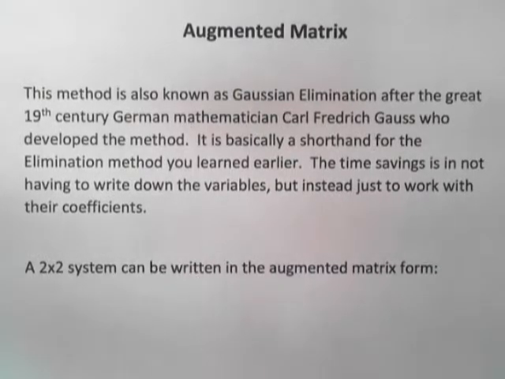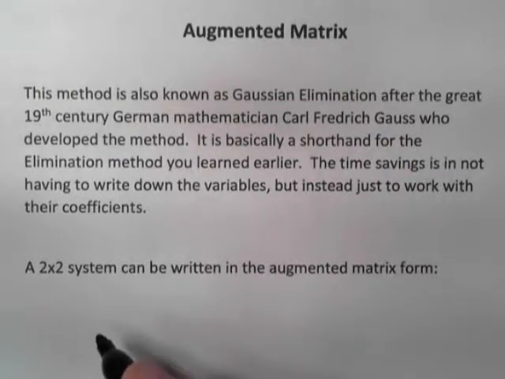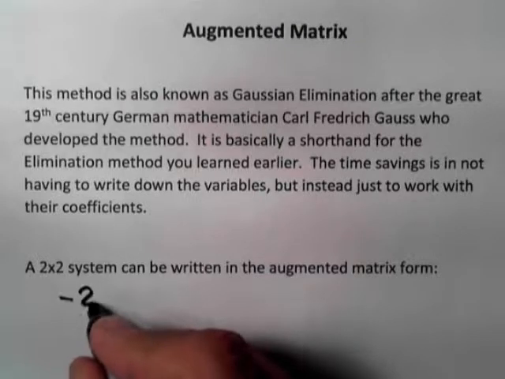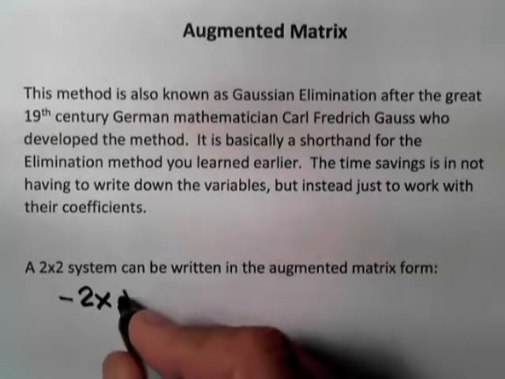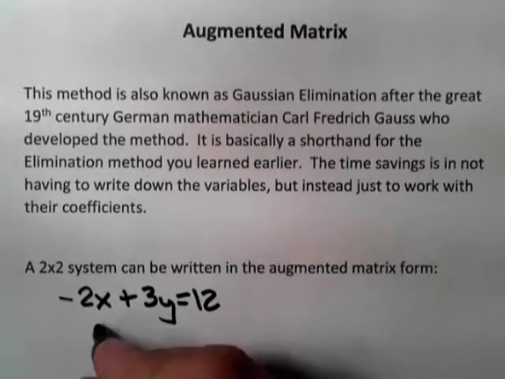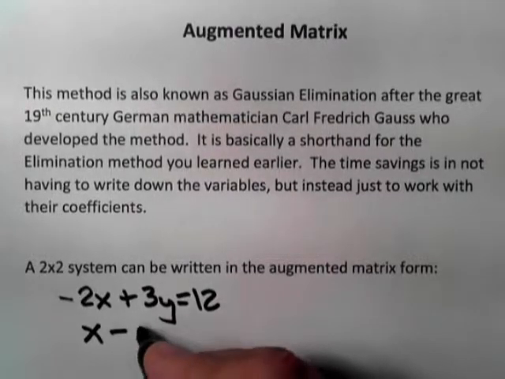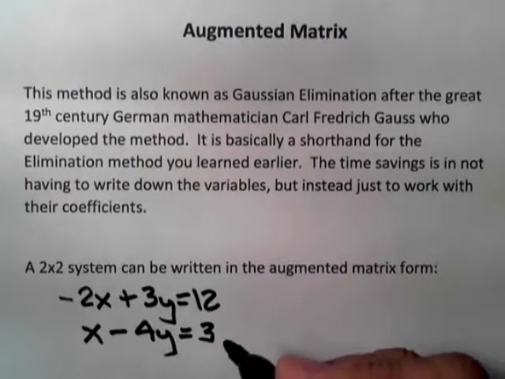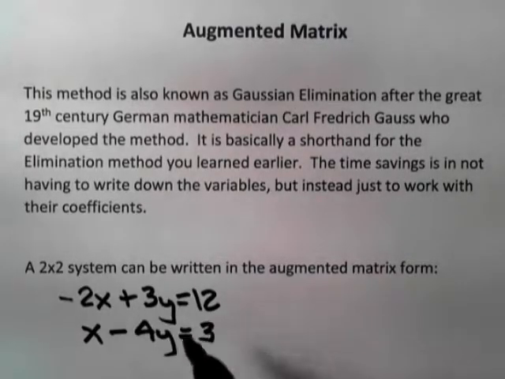So let's show you how we can translate something like this. Let's say that you've got a couple of equations. Here's the first one, like minus 2x plus 3y equals 12, and let's say x minus 4y equals 3, for instance. Okay. Now, notice we've got this in standard form. Here are the x's, here are the y's, all lined up on top of each other.